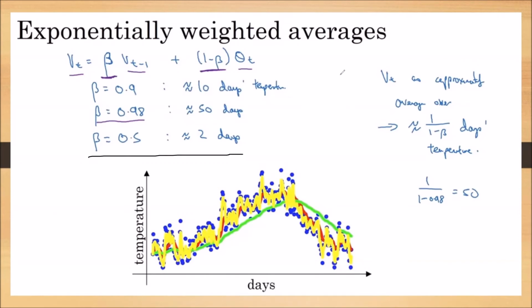This is how the value of beta decides how many days the equation can give the moving average or exponentially weighted average. If we are taking beta value as 0.9, the same equation can give the exponentially weighted average up to 10 days. If beta value is 0.98, it can give the average up to 50 days. If beta value is 0.5, it can give the average up to only 2 days.